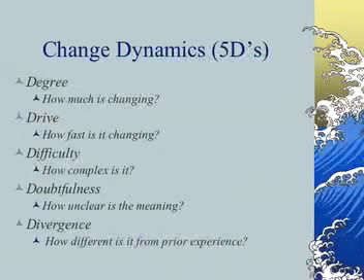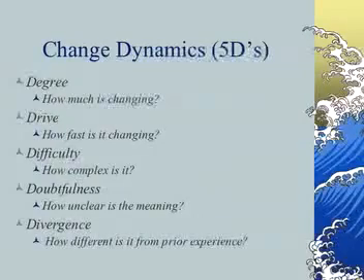The difficulty dimension of change has to do with complexity. Is this change extremely complex to understand? Has a lot of interacting pieces and parts that we have to understand in order to move forward? The 4th D is around doubtfulness. How unclear is the meaning of this change? Is there a lot of ambiguity in what's going on? Or is it fairly clear, and is the path forward fairly obvious?